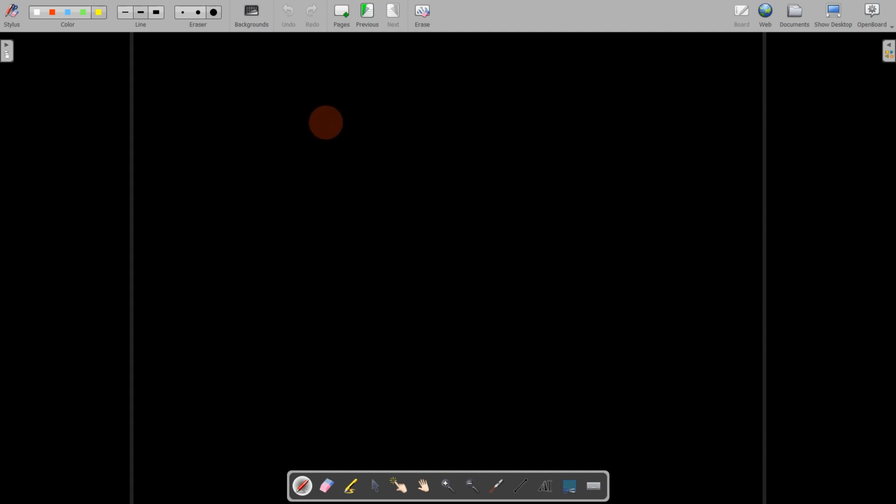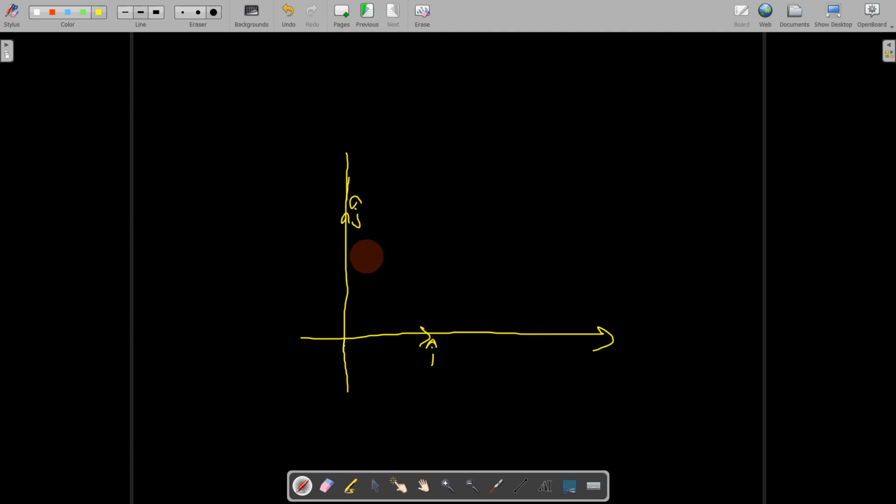I will again make that. This is your original i cap, this is your original j cap. The red one is representing i cap dash and j cap dash, and they represent the eigen coordinate system.